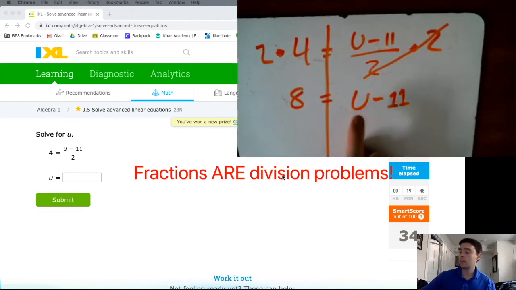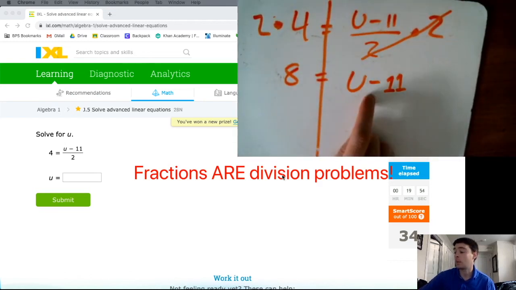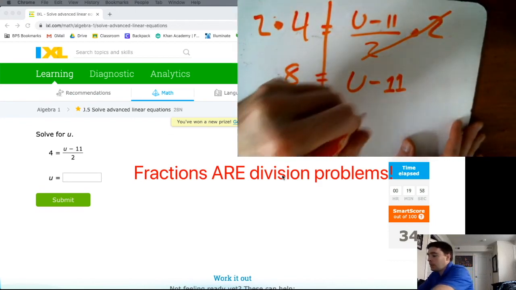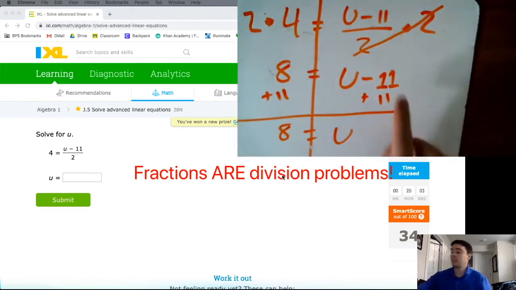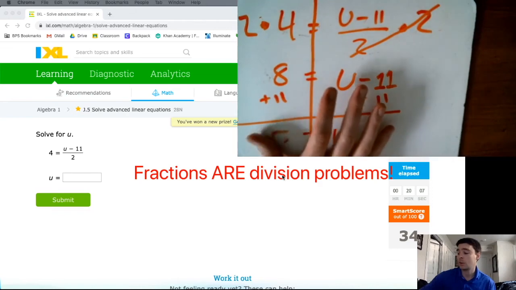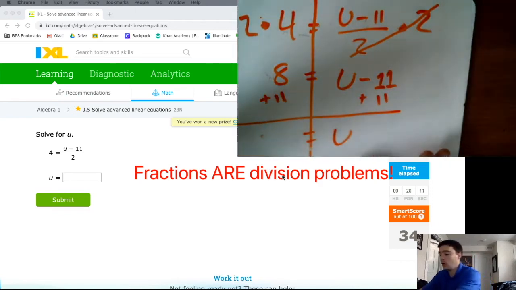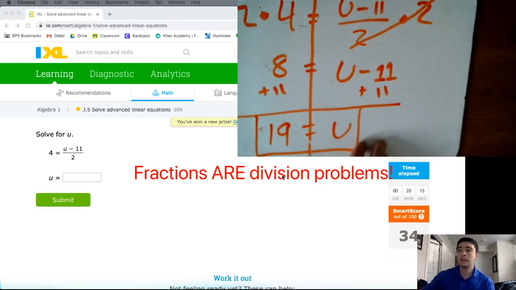And now some number u minus 11 has to give me 8. Some of you may know that by inspection. You may know what number minus 11 equals 8, and then you'd be done. I'm going to go ahead and add 11 to both sides of the equation because that's the inverse operation that could cancel out the negative 11 and help answer the question for me. What number minus 11 gets us 8? Oh, it's 19 minus 11 that would have given me that 8.